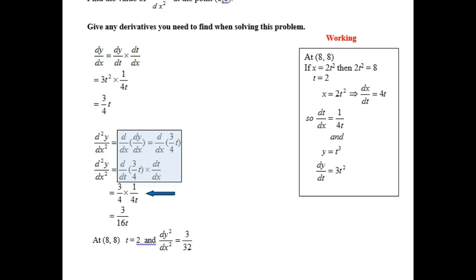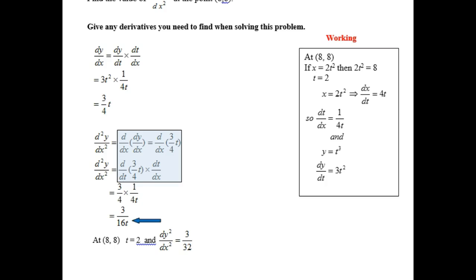For the second derivative, the shaded part there is a bit like theory. All we need to do is differentiate the first derivative. So differentiating 3/4 t gives 3/4, and then multiply by dt/dx. So always for the second derivative, differentiate the first, multiply by dt/dx. And that simplifies to 3 over 16t.